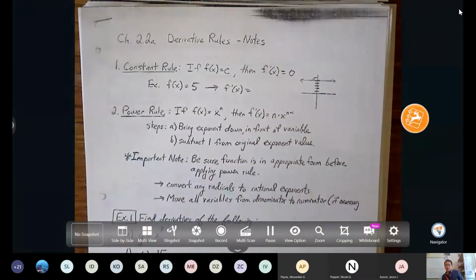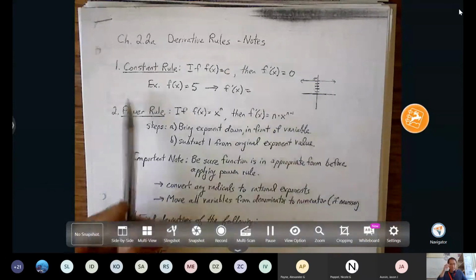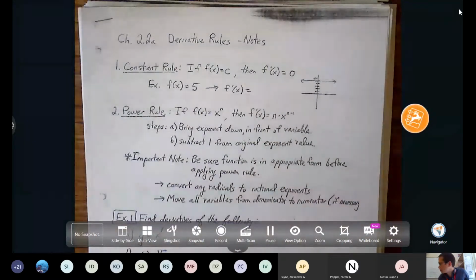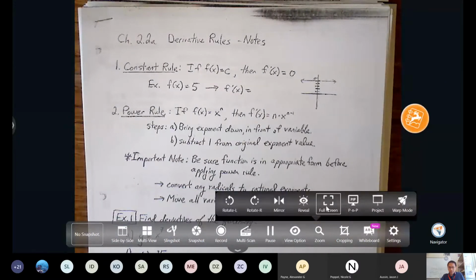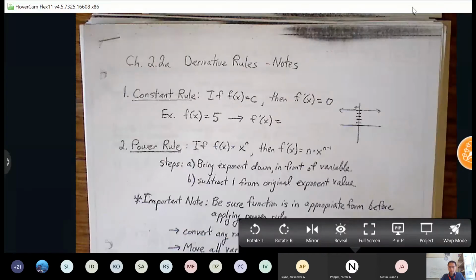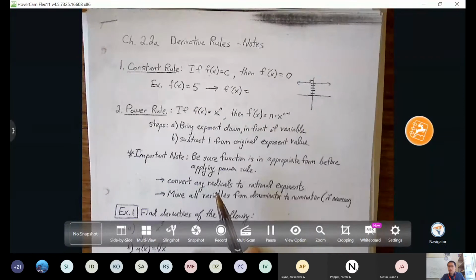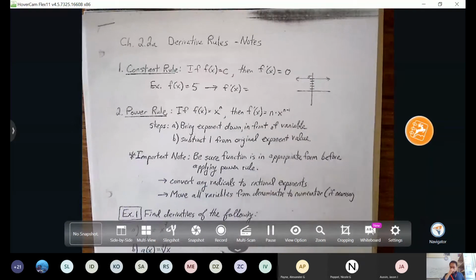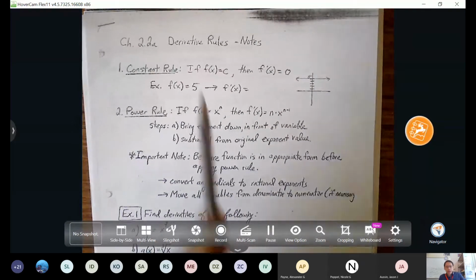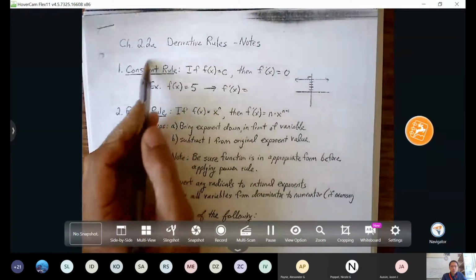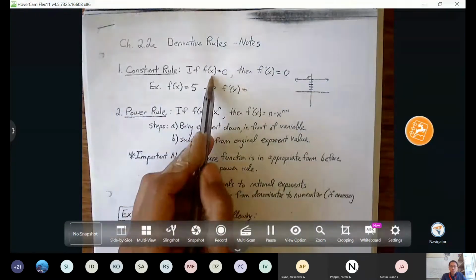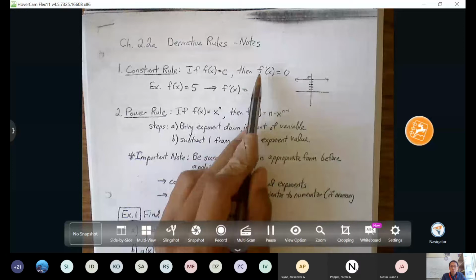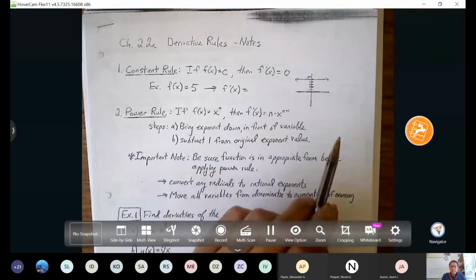All right, so derivative rules. The first ones that we're going to come across are the constant and power rules. Okay, so here's the big idea. Constant rule: if our function is a constant, then our derivative is always going to be 0.